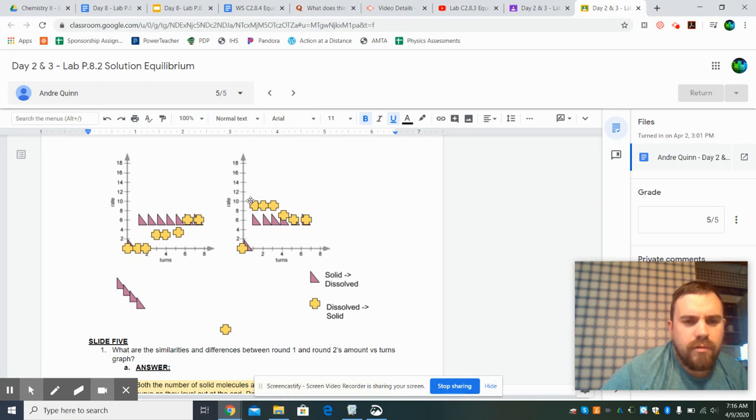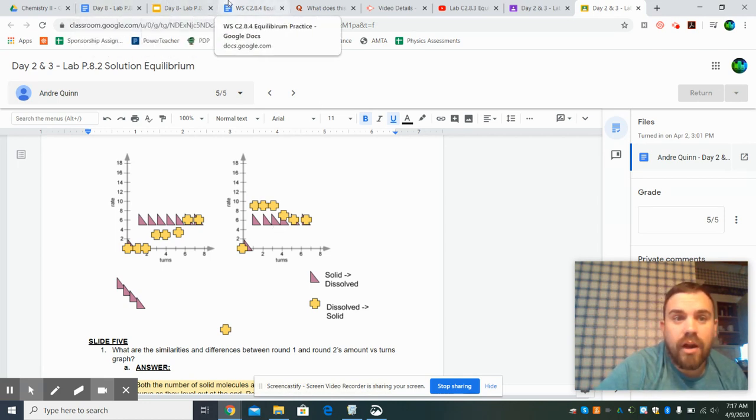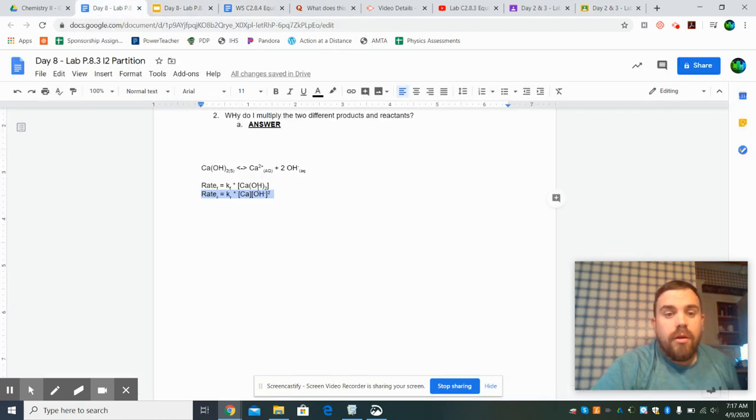So the yellows represent the crystallization process. So the rate of crystallization is dictated based on the concentration of whatever's in solution. The rate of dissolving, however, stays constant the entire time. In other words, it doesn't matter whether I have a lot, 30, or like none over here, it's always going to be the same.